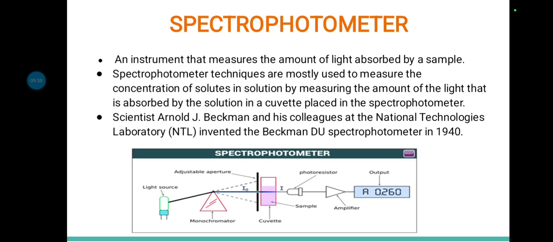Then next is the spectrophotometer. What is a spectrophotometer? It is an instrument that measures the amount of light absorbed by a sample. Spectrophotometer techniques are mostly used to measure the concentration of solutes in a solution by measuring the amount of light that is absorbed by the solution in a cuvette placed in the spectrophotometer. Scientist Arnold J. Beckman and his colleagues at the National Technologies Laboratory invented the Beckman-Dewey spectrophotometer in 1940.